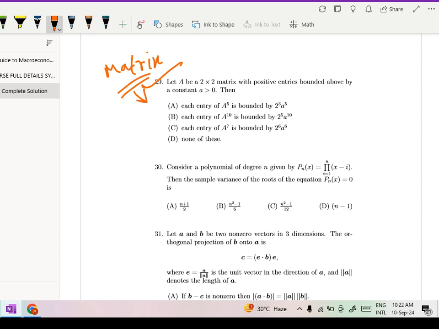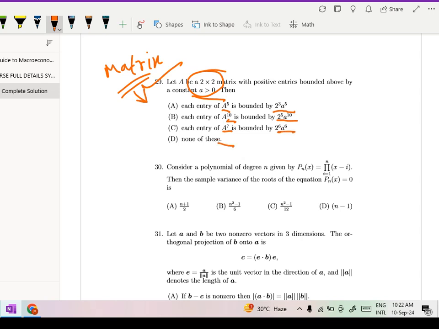The question says: let A be a 2 by 2 matrix with positive entries bounded above by a constant a greater than 0. So each entry of A to the power 5 is bounded by 2 to the power 3 a to the power 5, each entry of A to the power 10 is bounded by 2 to the power 5 a to the power 10, and each entry of A to the power 7 is bounded by 2 to the power 6 a to the power 6. Or none of this. Which will be the answer?